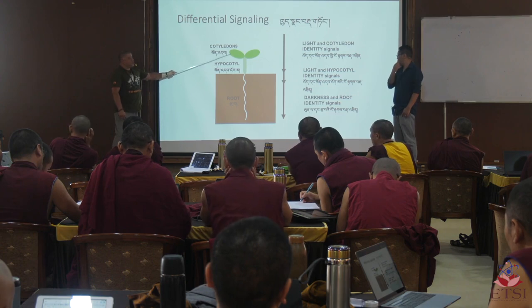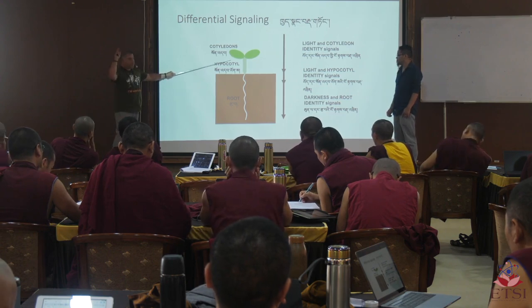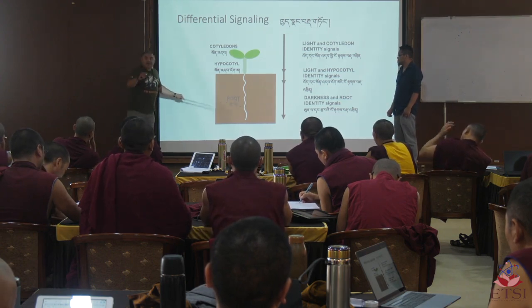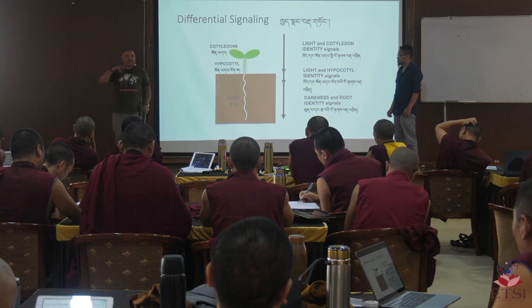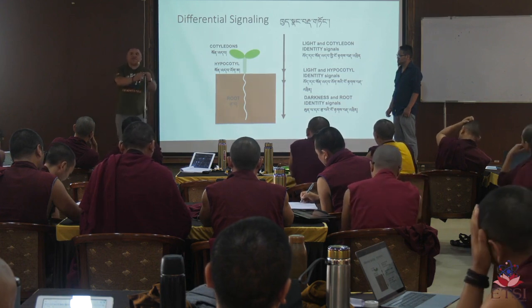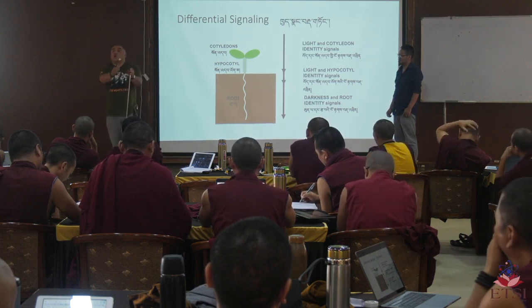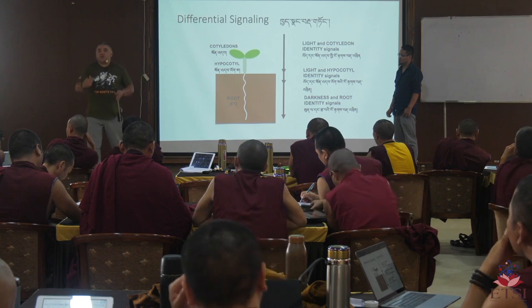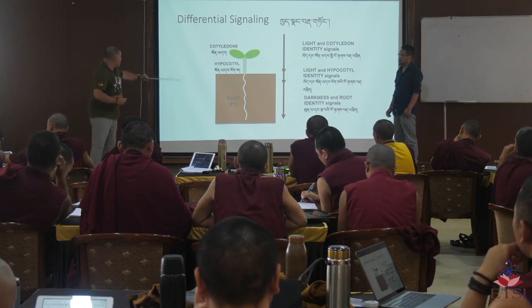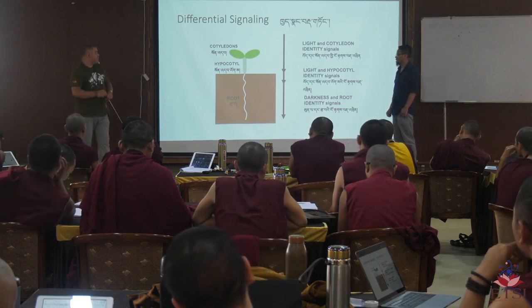Because these two are exposed, they are signaled by the sunlight, and the root is not, they get signals quite differently, and the development as it grows through its life is going to be very different across the three regions.